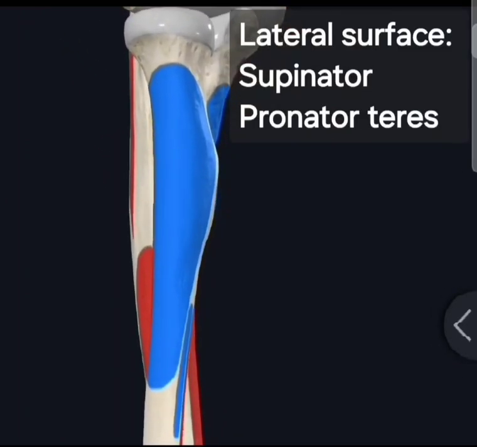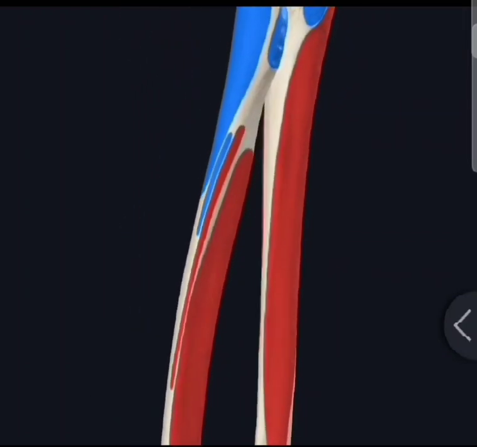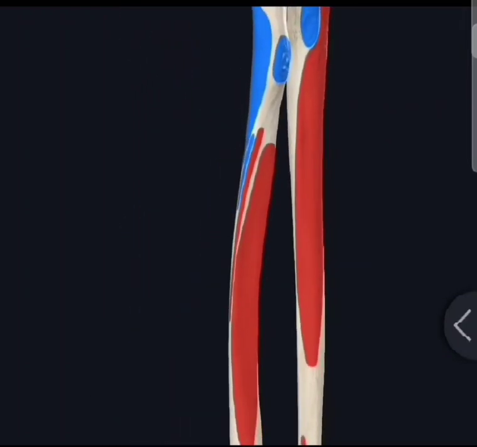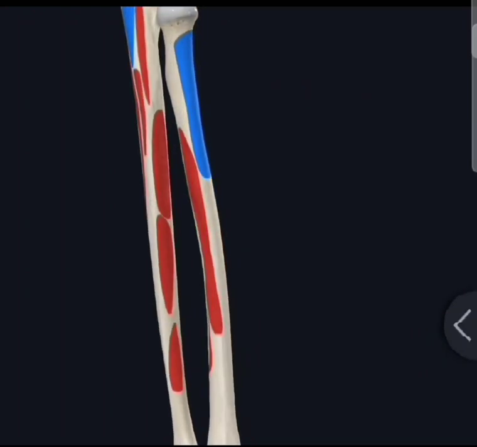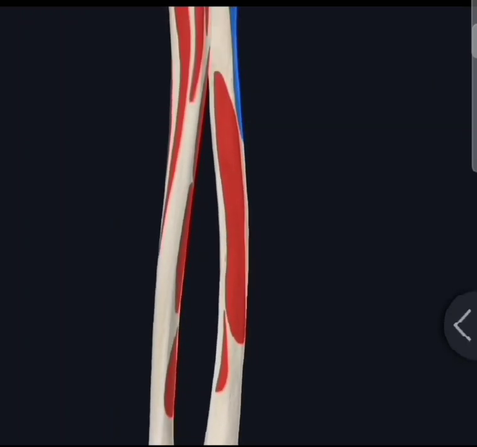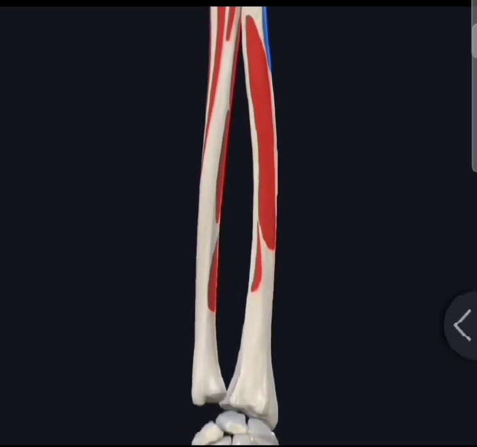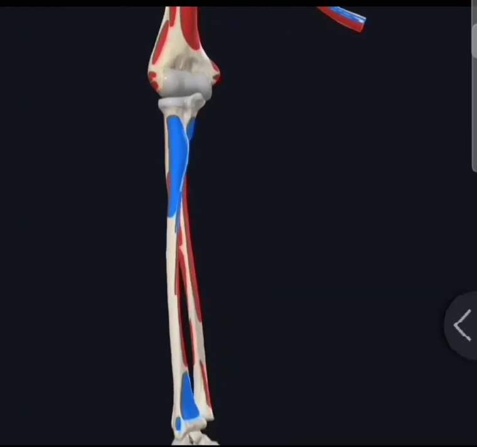Lateral surface to the 2 muscles: insertion of supinator above and pronator teres in the middle part, whereas the posterior surface gives origin to the 2 muscles, abductor pollicis longus and extensor pollicis brevis below. So these are the attachments of the shaft.